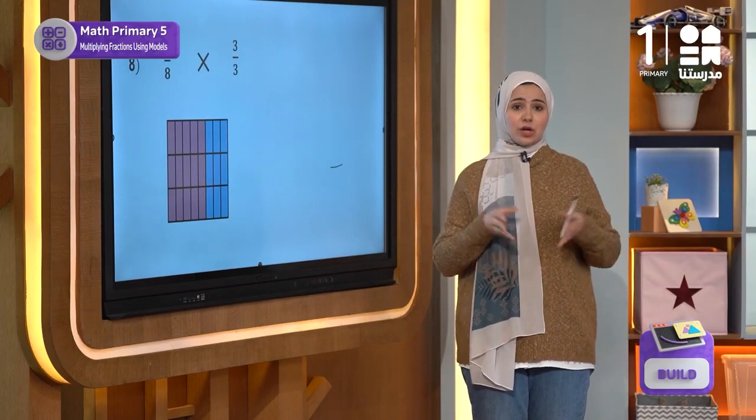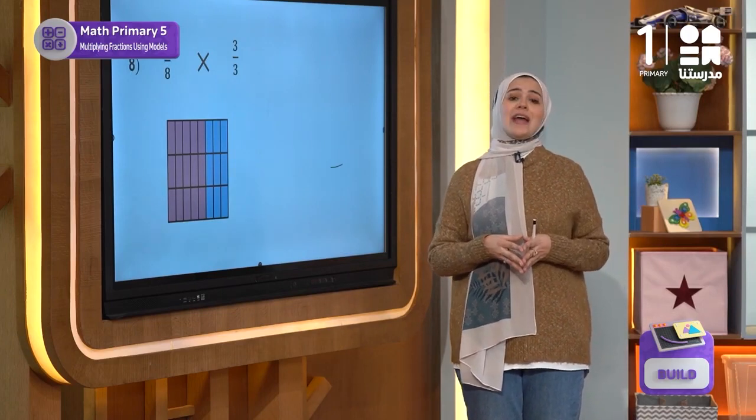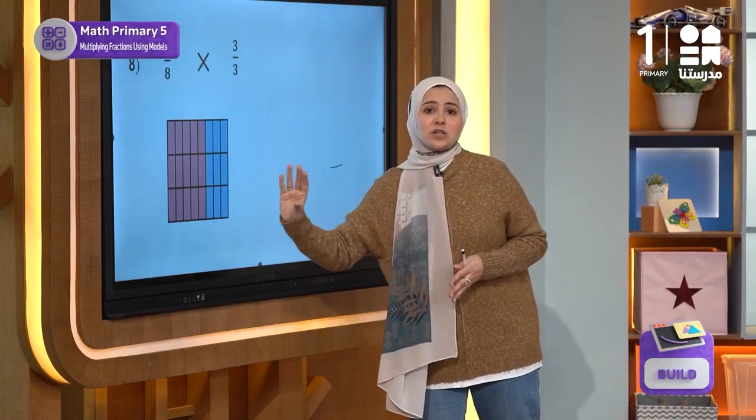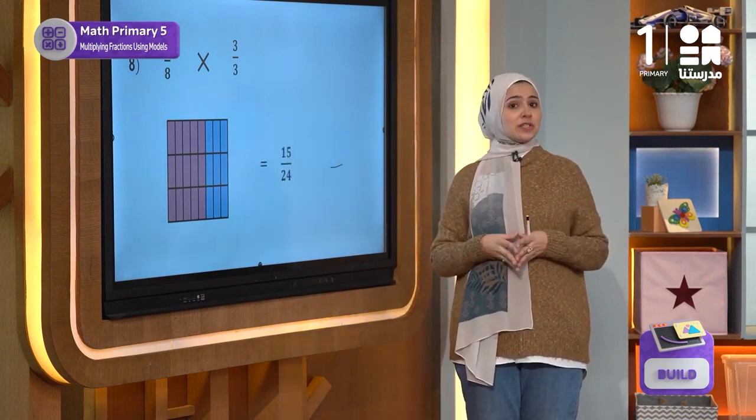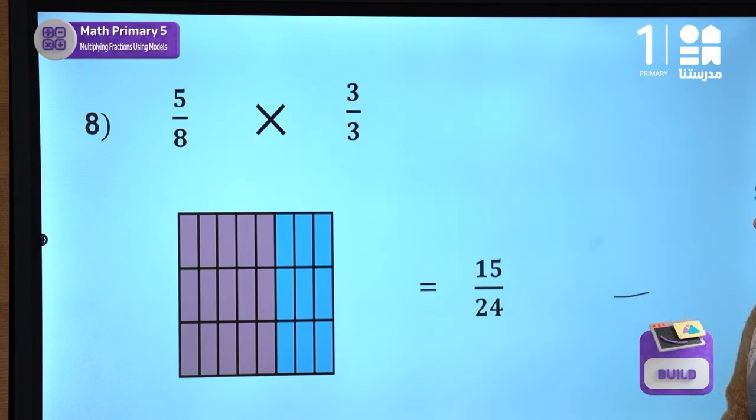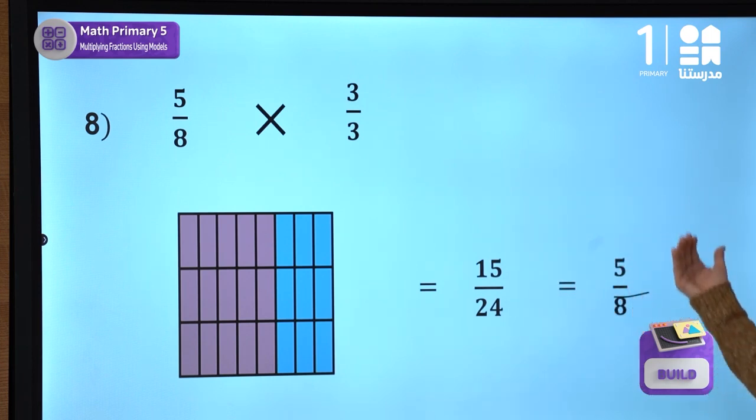Now, when we count the colored part, we will see that we have 15 boxes out of the what? 24. Now, for the 15 out of the 24, this is not the simplest form. So, we are going to divide by what? 3 up and down, and again, the final answer will be 5 over 8, as we have written before.